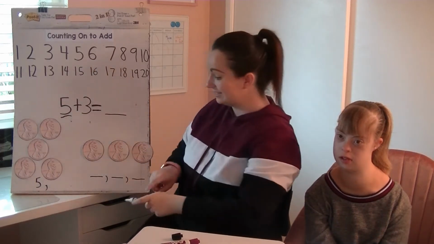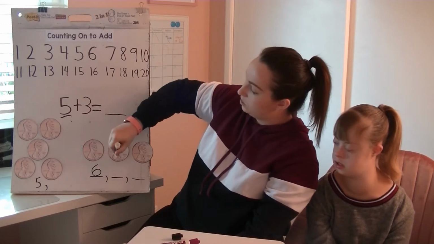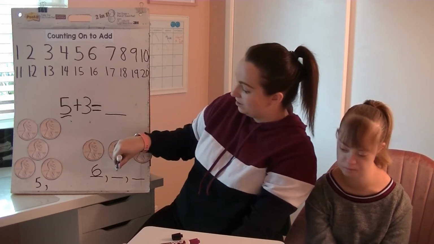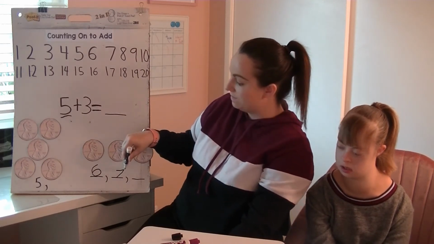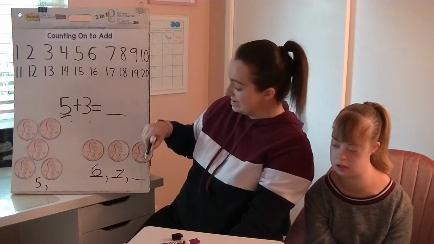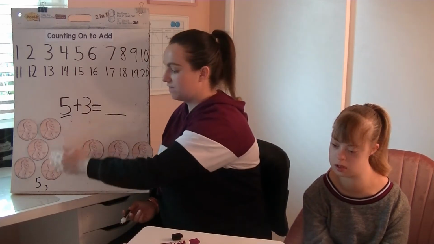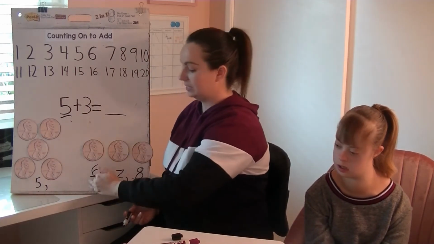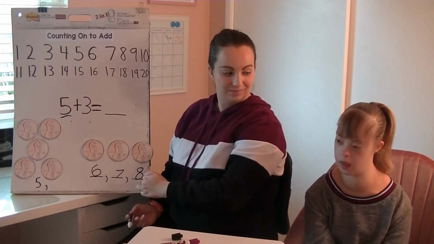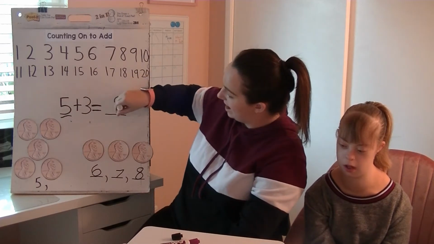6. 6, yes, so you would keep track, right? 6 under that next penny, but I still have some more. What number comes after 6? 7, good, write it, keep track. And finally, one more time, what number comes after 7? 8. 8, yes. We were able to count on. We had 5, then add 3 more: 6, 7, 8. So what's my answer? 8. Yes, 5 plus 3 equals 8.